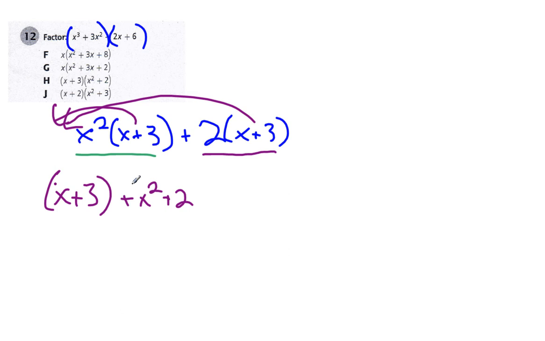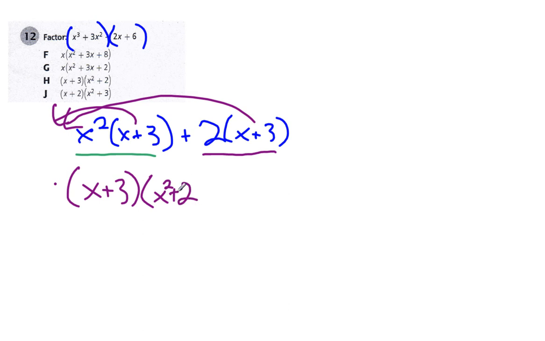And for some reason they always put these in parentheses. Doesn't really matter, but oh wait, it does matter. I'm lying because this is being multiplied. I'm sorry. So x plus 3 times x squared plus 2, which gives us our answer H. My bad.